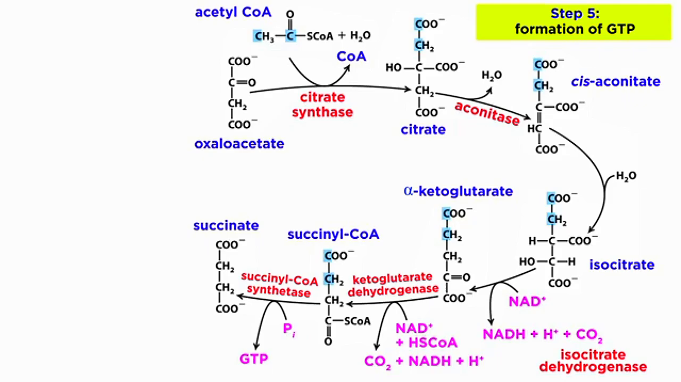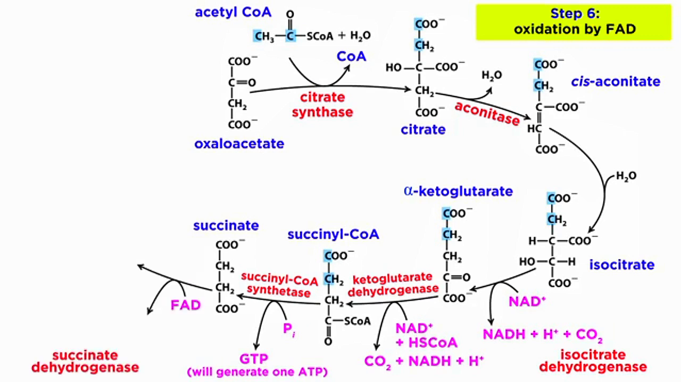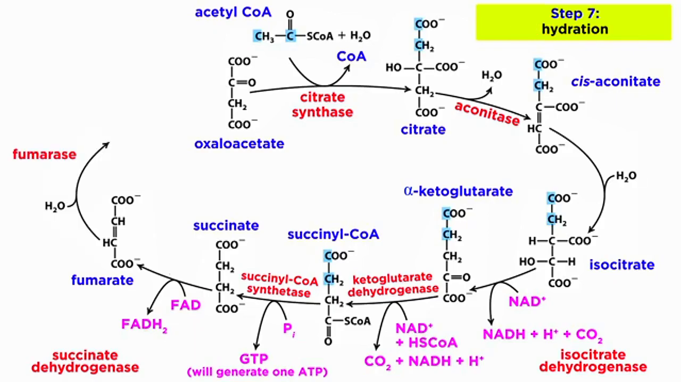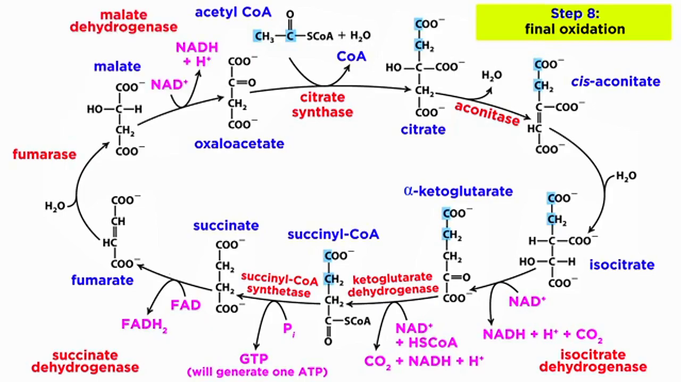Next step, succinate is oxidized by FAD to form fumarate. Next, fumarate is catalyzed by the enzyme fumarase to form malate. Lastly, one more oxidation by NAD+ takes place with the help of malate dehydrogenase to give oxaloacetate, which restarts the cycle again by combining with acetyl-CoA.